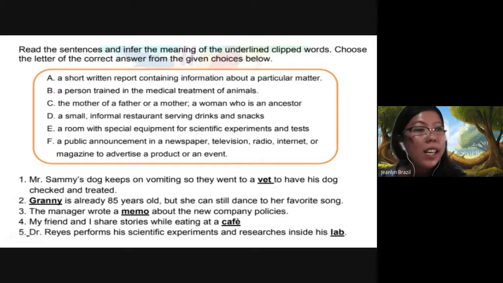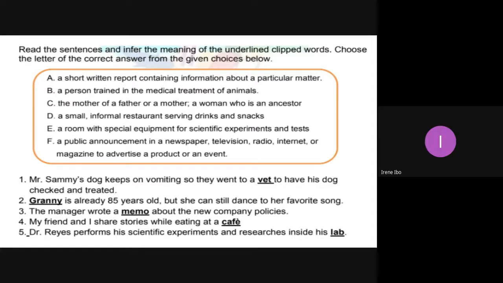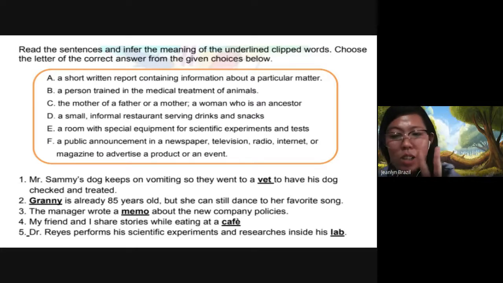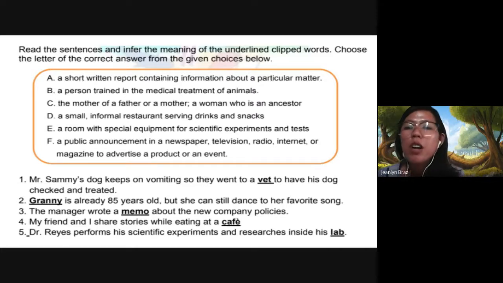Dito sa baba. Nakikita nyo ba yung sa baba? Okay, so yeah. Ava. Okay, thank you, Precious. So, yan, babasahin natin yan. And we also have to read the options, the A, B, C, D, E, and F, written on the upper part of the sentences. Okay? And the second instruction is you have to infer the meaning of the underlined clipped words.